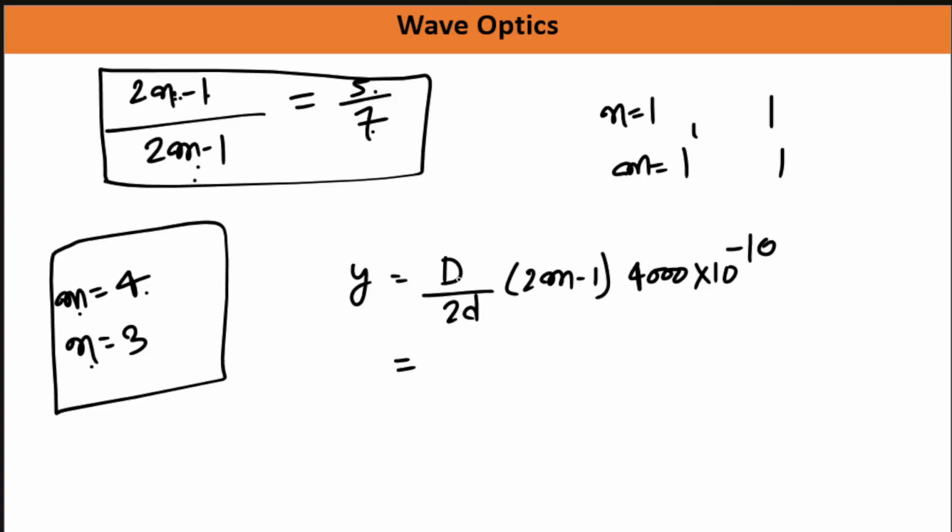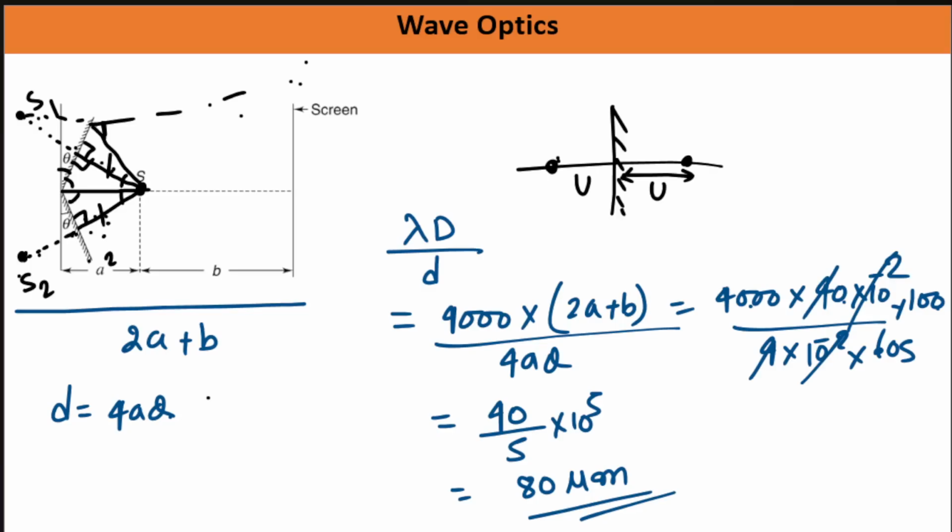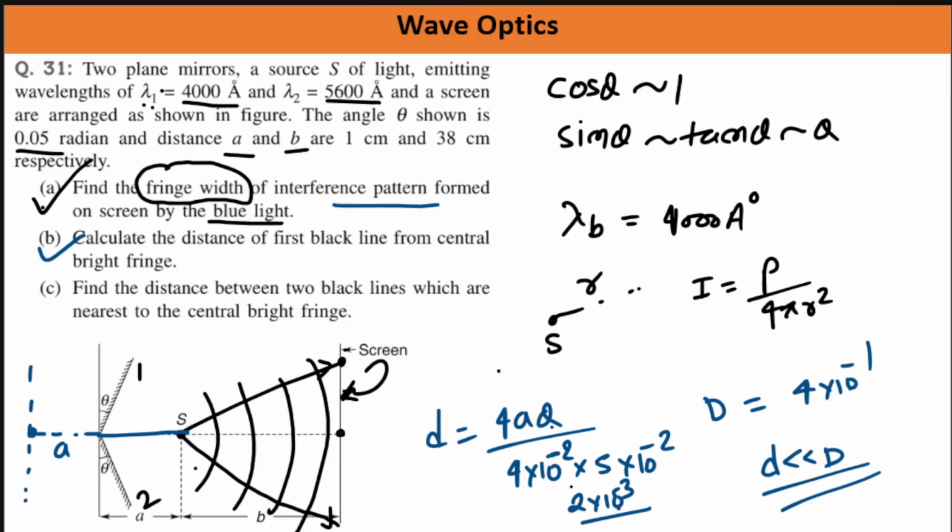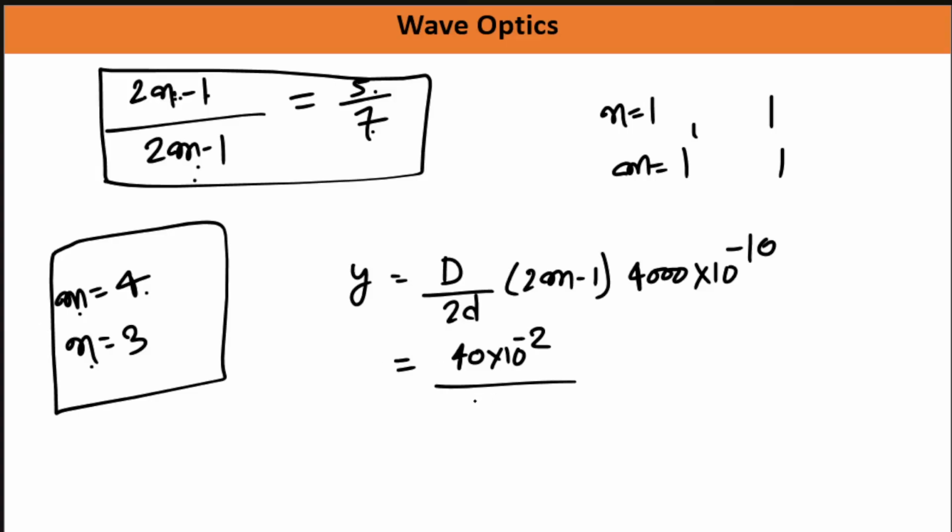Capital D का value क्या था? 40 था ना? 40 centimeter, right? So that is 40 into 10 to the power minus 2, and 2D was how much? We have calculated it, right? Just a moment before we have done this. So small d is 2 into 10 to the power minus 3. So 2 into 2 into 10 to the power minus 3. And this is 2m. m का value हमने क्या लिया? 4. So this will become 7 into 4000, यानी कि 4 into 10 to the power minus 7.